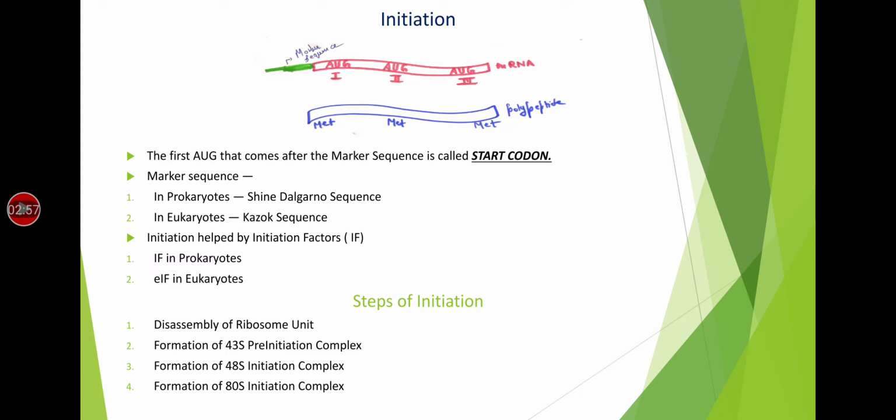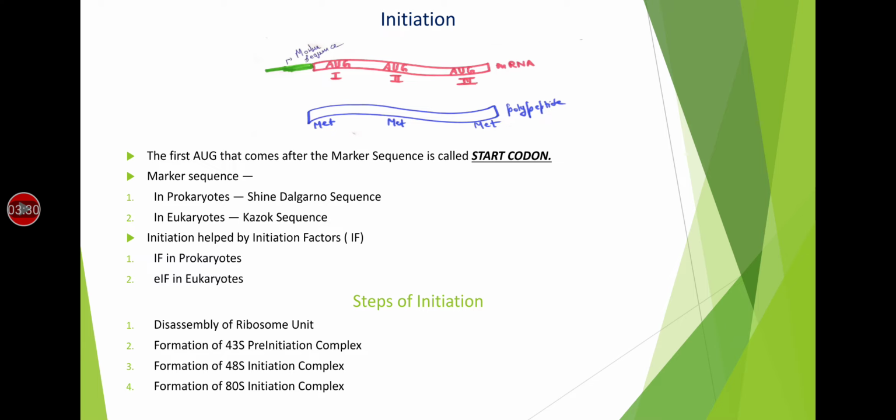So how to recognize which one is the start codon? To recognize the start codon, prior to the first AUG, there is a marker sequence highlighted in green color. The first AUG that comes after the marker sequence is called the start codon. And this marker sequence is known by different names. In prokaryotes, it is known as Shine-Dalgarno sequence, and in eukaryotes, it is known as Kozak sequence. Initiation is helped by some initiation factors, as mentioned, IF in prokaryotes and eIF, eukaryotic initiation factor in eukaryotes.